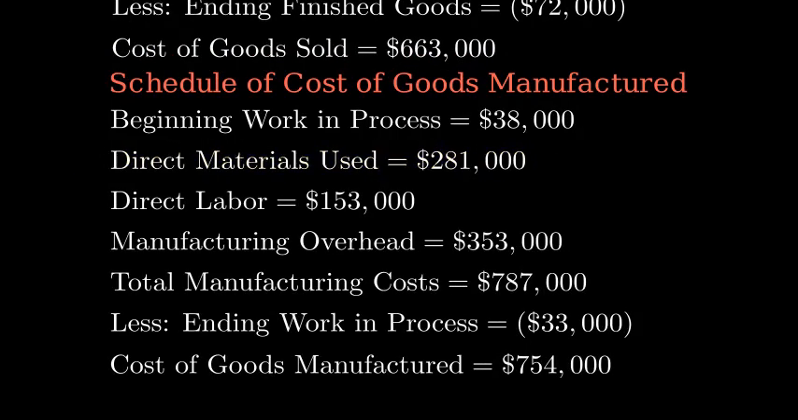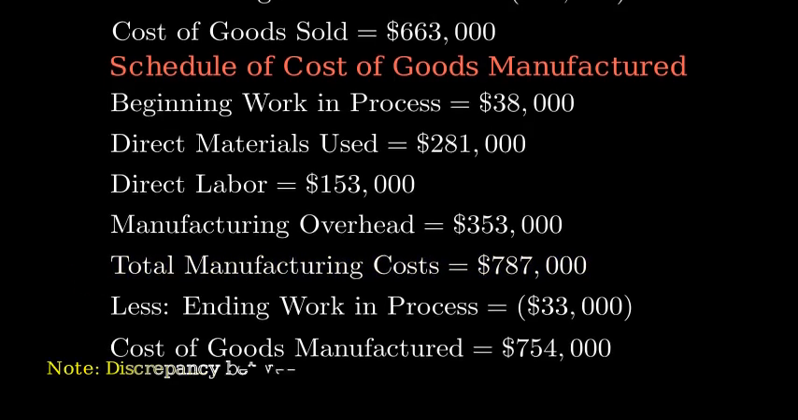We start with beginning work in process of $38,000. For direct materials, we take beginning raw materials of $52,000, add purchases of $267,000, and subtract ending raw materials of $38,000. We add direct labor of $153,000 and manufacturing overhead of $353,000. However, we notice a discrepancy here.